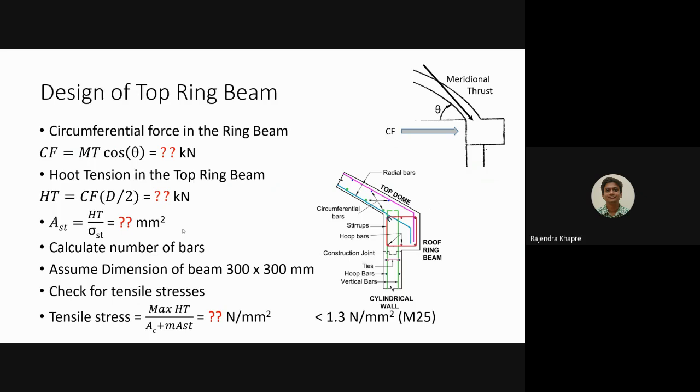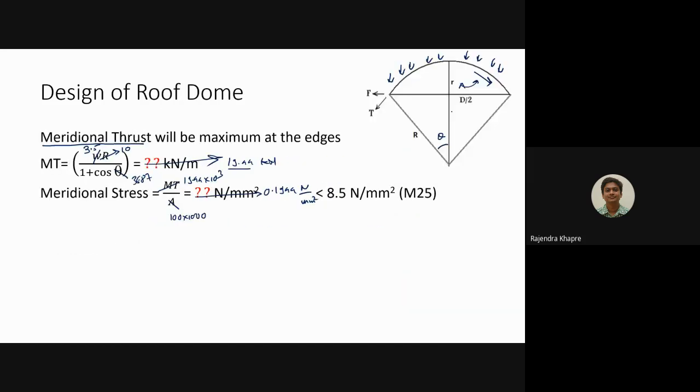So we will take one more design. This is the design of the top ring beam, which we also did previously in the pump house. You can see the meridional thrust was there. We have already calculated its value; the meridional thrust was something like 19.44.